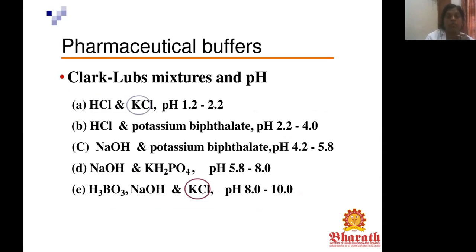So, in pharmaceutical buffers, Clark and Lubs mixtures and pH. What are Clark and Lubs mixtures? HCl and potassium chloride have a pH of 1.2 to 2.2. HCl and potassium biphthalate have a pH of 2.2 to 4. NaOH and potassium biphthalate have a pH of 4.2 to 5.8, and NaOH and KH2PO4 have a pH of 5.8 to 8. H3BO3, NaOH and KCl have a pH of 8 to 10.